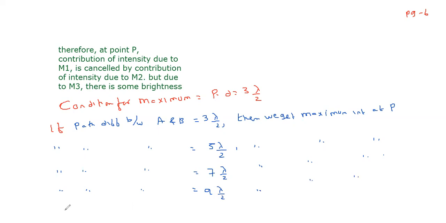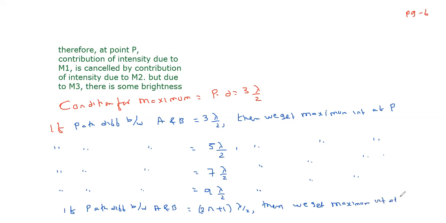And so on. If the path difference between A and B is an odd number, see 3, 5, 7, 9, odd number is 2n plus 1 lambda by 2, then we get maximum intensity at point P.